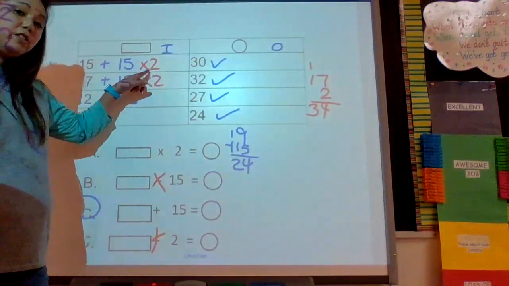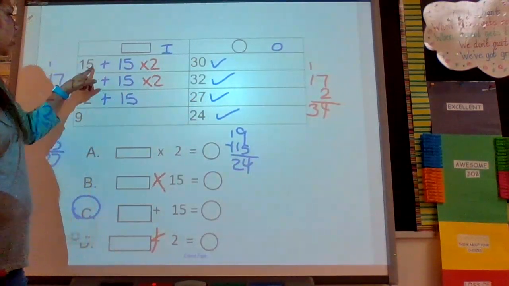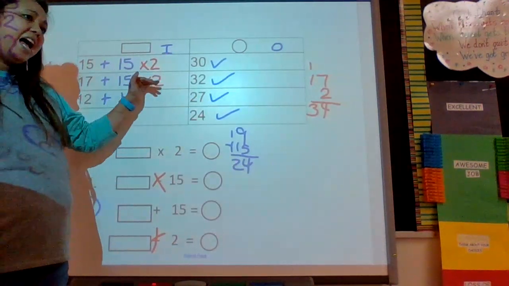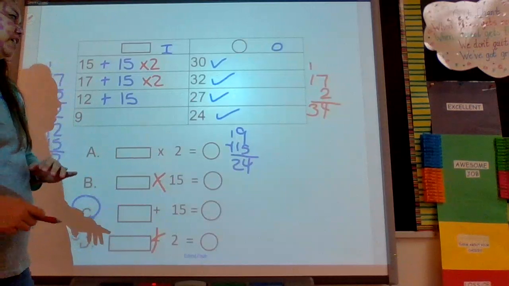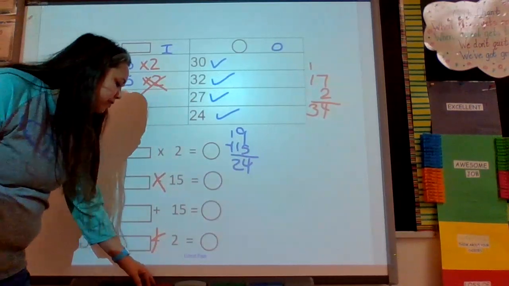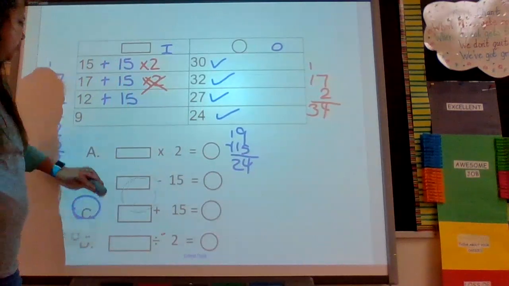And if you just check the first one, you're going to think, oh, well, that's the rule because it works for this one. But the pattern has to work for every single one of them. So since it did not work here, it was adding 15. Ooh, they get tricky with these.